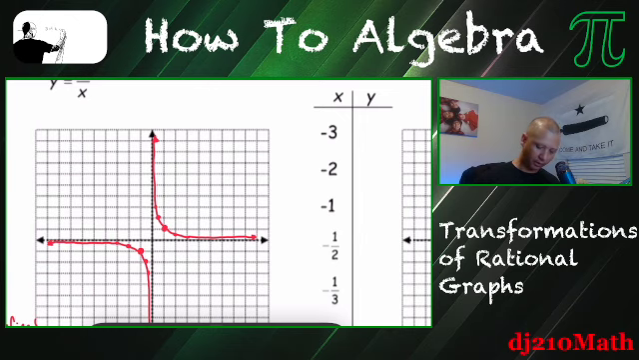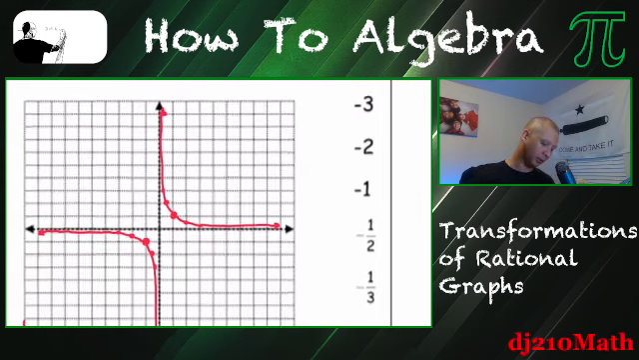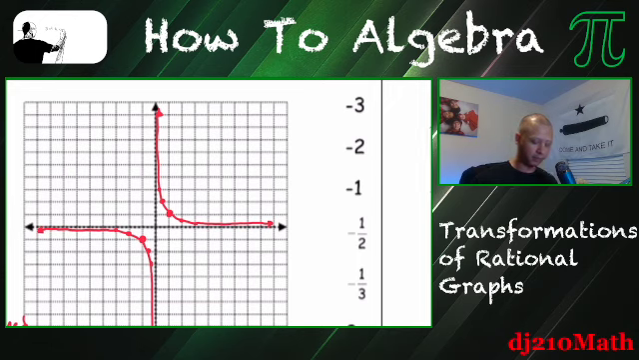So these graphs, I refer to these as branches. I don't know if that's what they're actually called, but that's how I was taught. So the branches of the graph go towards the infinities, but they never actually cross the X and Y axis.